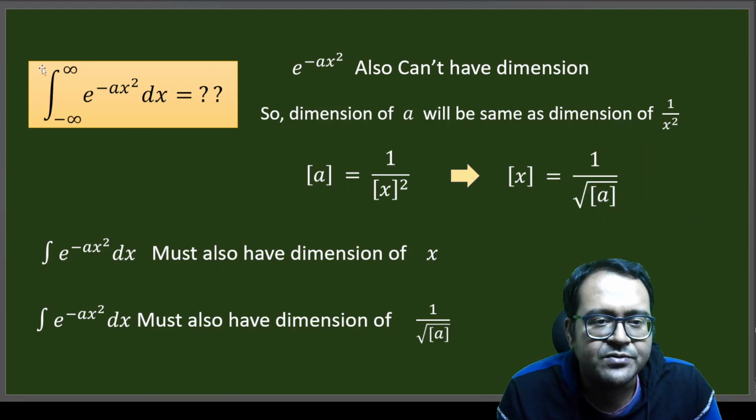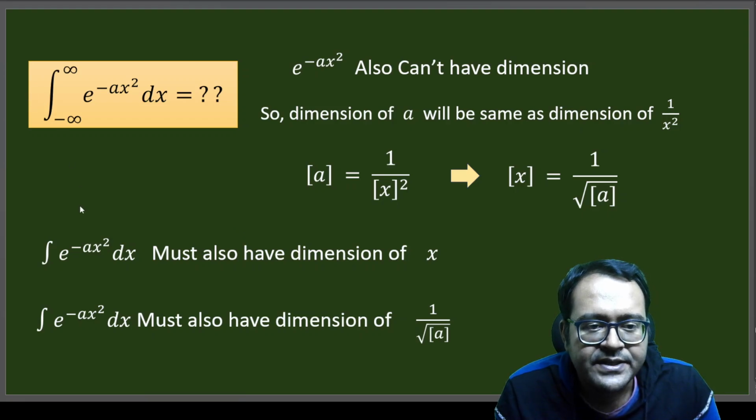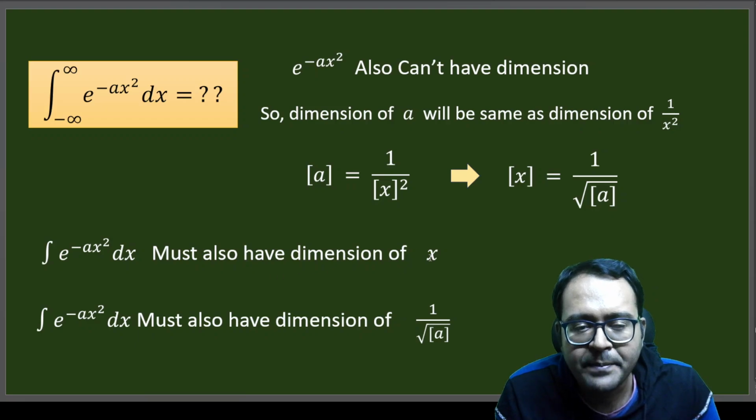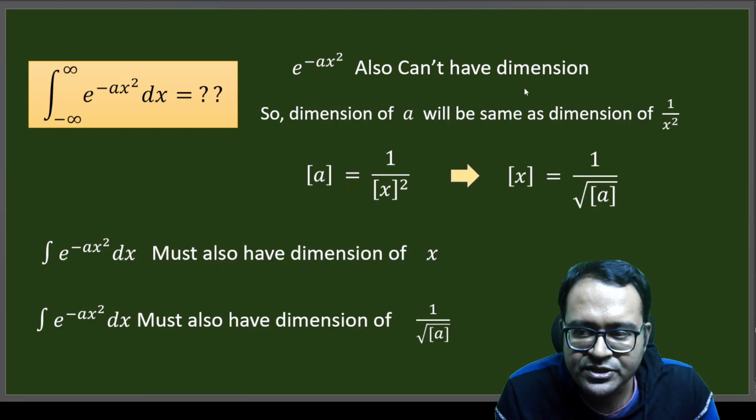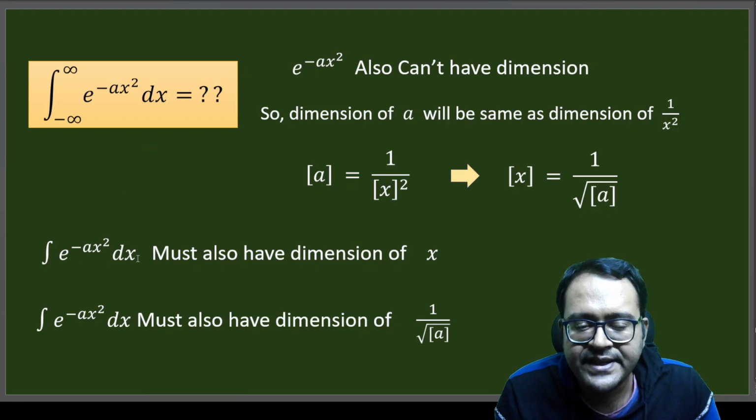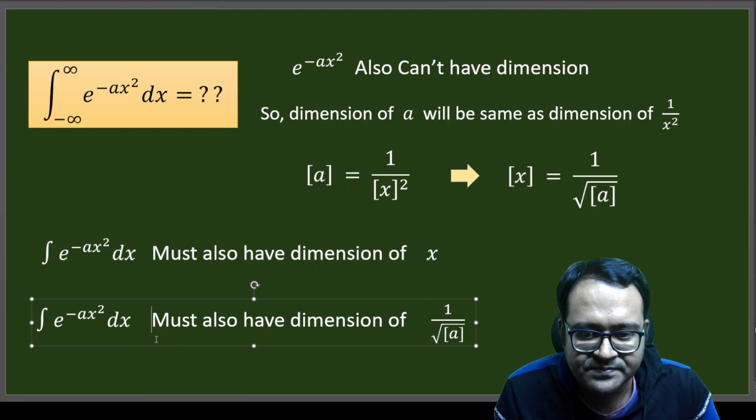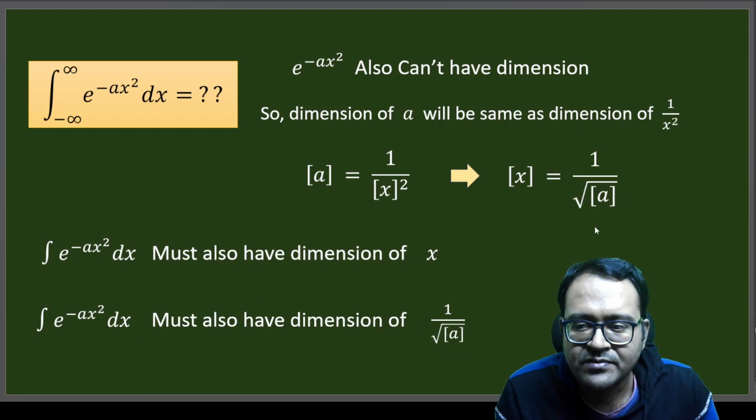Now consider the equation once again, e to the power minus a x square dx must also have the dimension of x. Here the dimension of x is not 0, meaning x is not dimensionless. a x square is dimensionless, so e to the power minus a x square dx will have the dimension of x. And what is the dimension of x? 1 by square root of a. So the integral of e to the power minus a x square dx must also have the dimension of 1 by square root of the dimension of a.